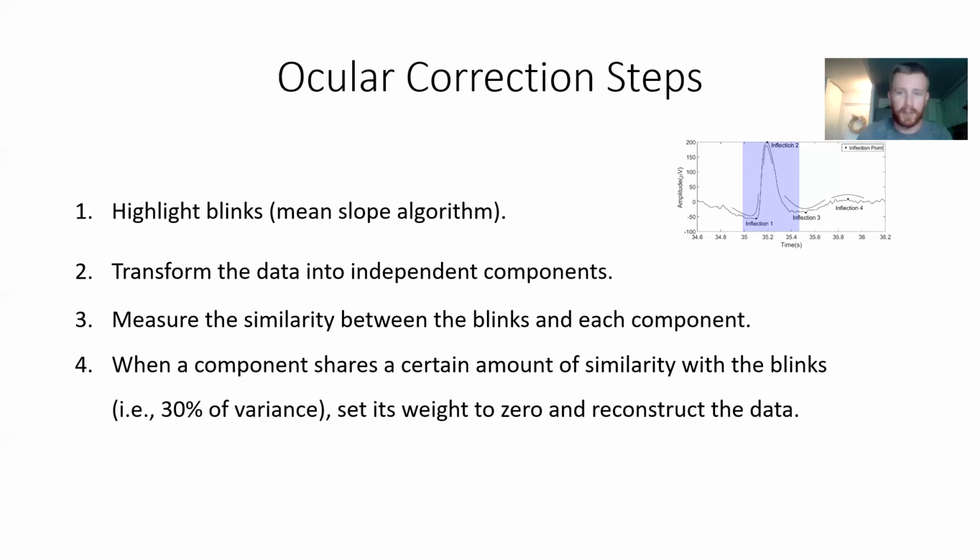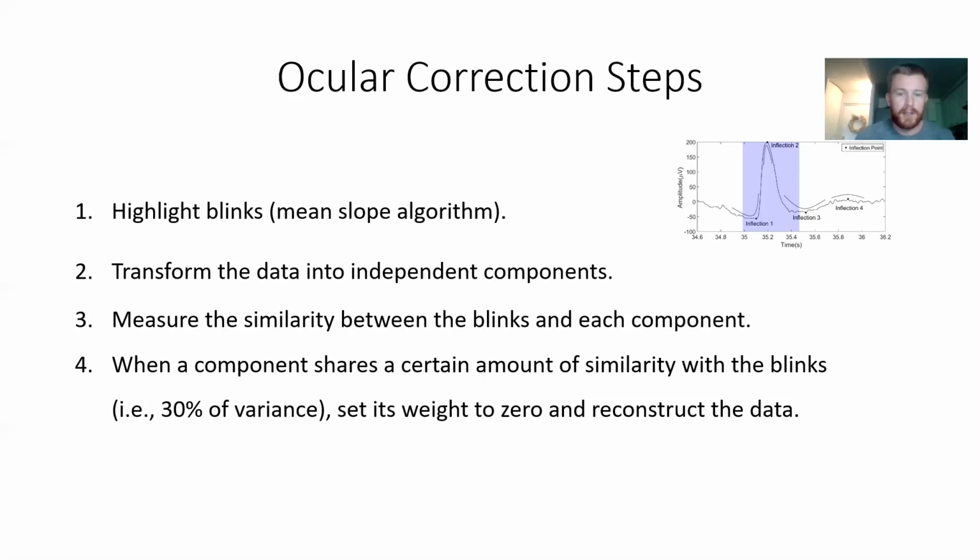So now we've got all of our blinks. Then we're going to apply that ICA, the independent component analysis process that I just talked about. So we're going to apply that algorithm to figure out how we can represent all of our signals as sources. We're going to transform all of our signals into independent components. And then what we're going to do is measure how similar each of those components is with the blinks that we already highlighted in step 1.